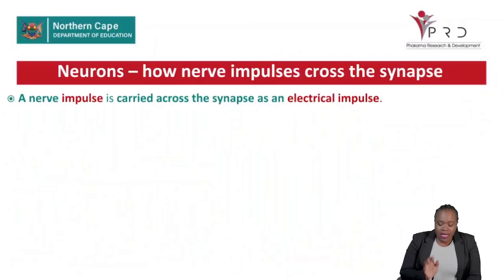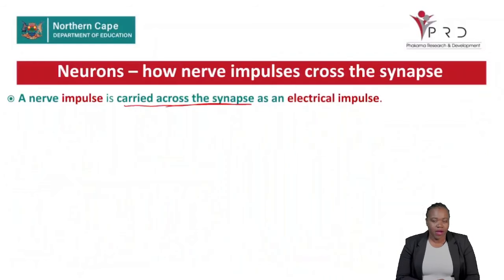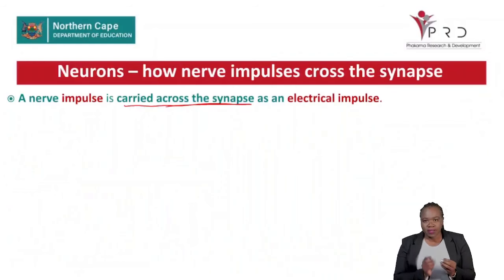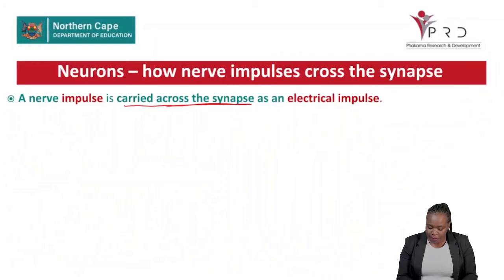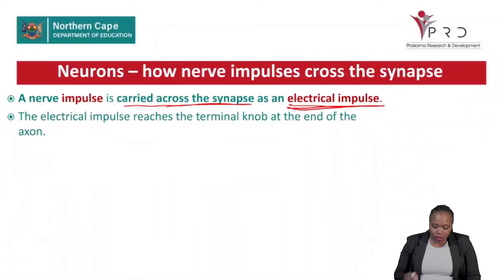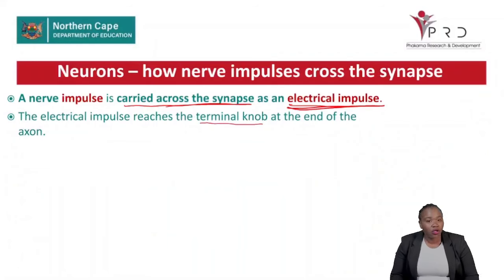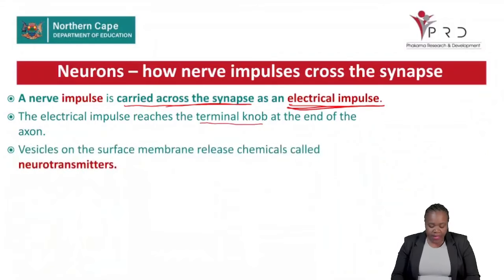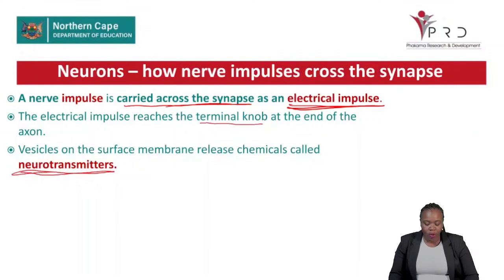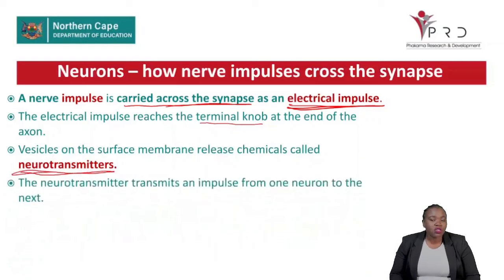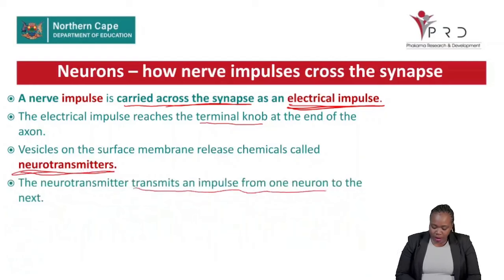So as we have said, the nerve impulse is carried across that synapse, right? It is carried from one neuron to the next across that synapse, whereby there is that tiny gap where the two neurons do not touch each other. It is carried there as an electrical impulse, right? So this electrical impulse would reach the terminal knob at the end of the axon terminals. And then when the impulse has to be transmitted from one axon to another, it is transmitted through the release of chemicals that we call neurotransmitters, right?